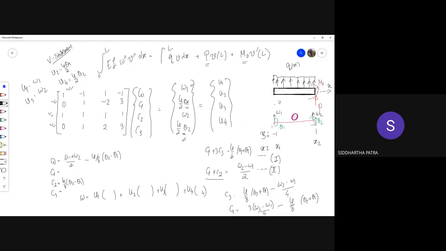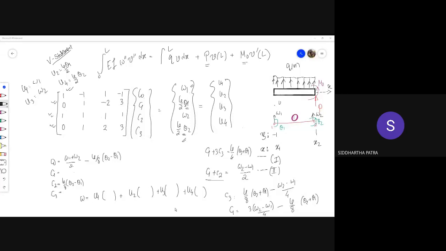Multiplying theta 1 and theta 2 with LE by 2 is simply a scaling operation, because in one case you are taking derivative with respect to x, in another you are taking derivative with respect to xi. If you take derivative of something with respect to xi, the dimension doesn't change, but if you take derivative with respect to x, dimension reduces. So to take care of that dimension, LE by 2 is multiplied. So find out the polynomial coefficients of Ui's.